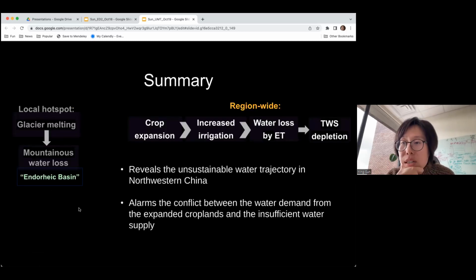Then our conclusion is that when we look at this issue as a region-wide issue, it's all about the crop expansion that led to this total water storage depletion. That means the water use is not sustainable in northwestern China. So hopefully this can have some implications for policymaking in that local area.